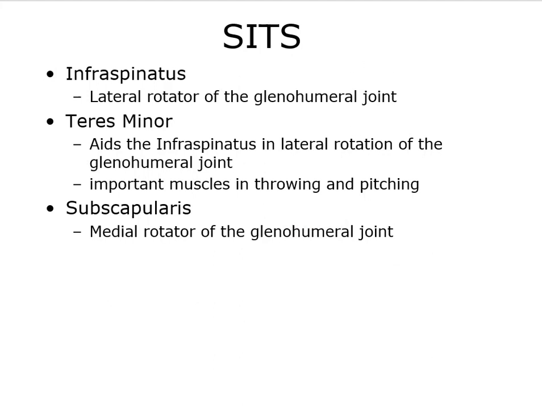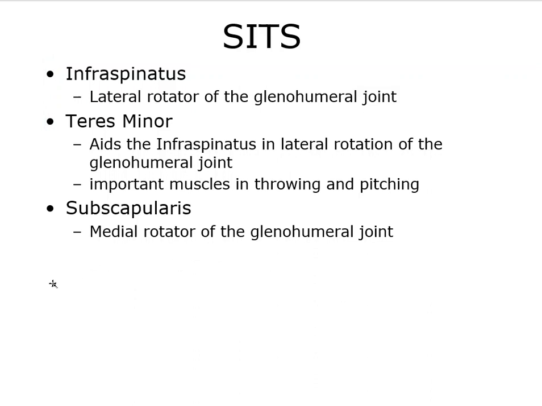The infraspinatus is a lateral rotator of the glenohumeral joint. It comes from the posterior side and goes to the lateral or posterior side of the humerus. So it is a lateral rotator, as is the teres minor. So infraspinatus and teres minor work together in lateral or external rotation. Very important muscles in throwing and pitching.